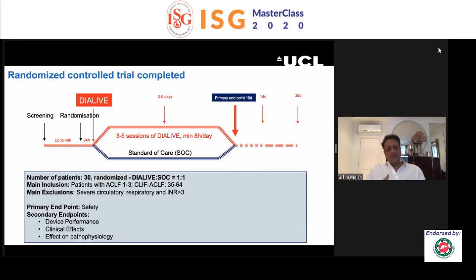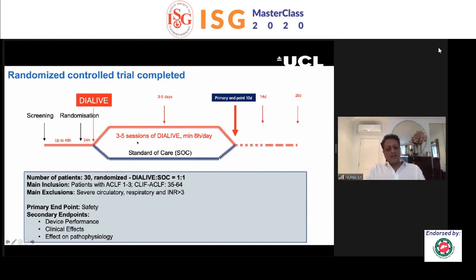But again, what we're building on here is understanding of the pathobiology, understanding of the clinical syndrome. We included patients with ACLF 1 to 3 in this, CLIF ACLF scores of 35 to 64. And of course, safety was the endpoint. What we've done is randomized 30 patients to receiving DiaLive or standard of care. We've given them 3 to 5 sessions. The primary endpoint is at day 10, because we think the CLIF ACLF score reflects a surrogate for mortality later on.